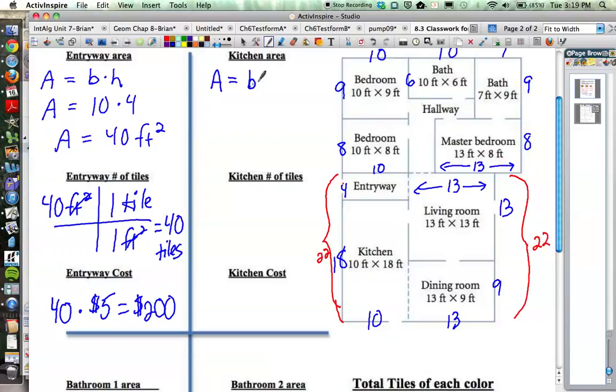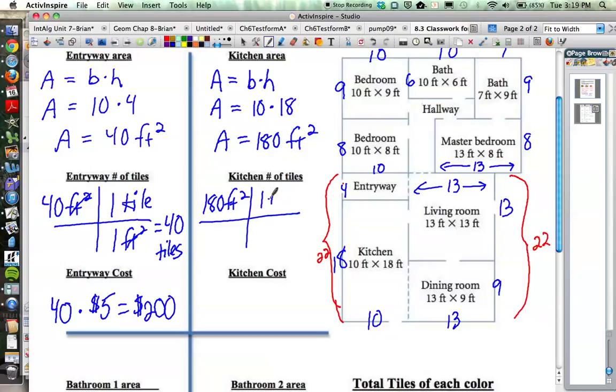So the kitchen is also rectangular, so area is equal to base times height. The kitchen has dimensions 18 by 10. So 10 times 18 is 180 square feet. Again, 180 square feet means that each tile, so one tile, is 1 square foot. So that means that we have 180 tiles for our kitchen. 180 tiles, and again, those are $5 each, so 180 times 5 is $900.